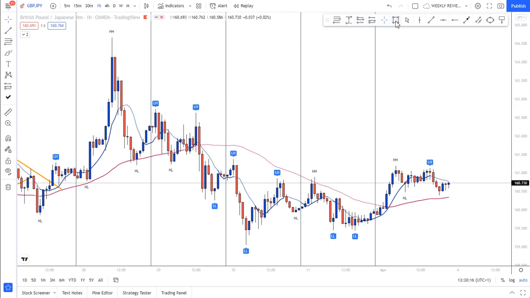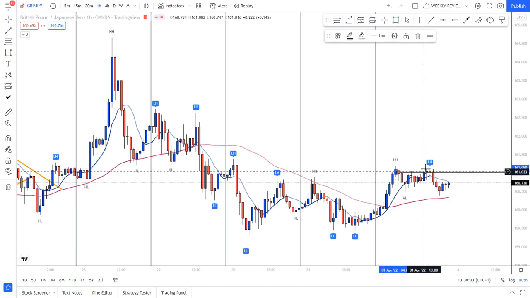But quickly go over the levels. You don't need to be drawing them up here and up here. So I'm on the 1 hour chart now. It's where I draw my levels. So we know we've got a high here, a bit of a double top. So you can draw one on there. Don't have them too wide, your zones either.